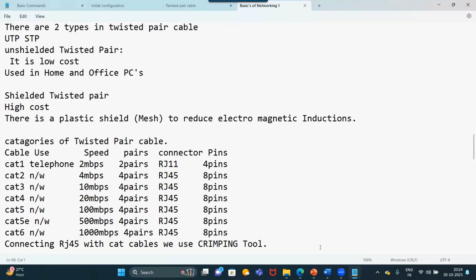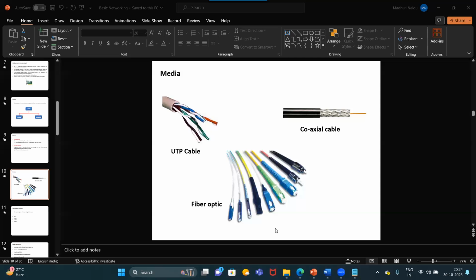Right? In cables we have... Can you show us the image, madam, once? I'll take a screenshot. Thanks. Right.